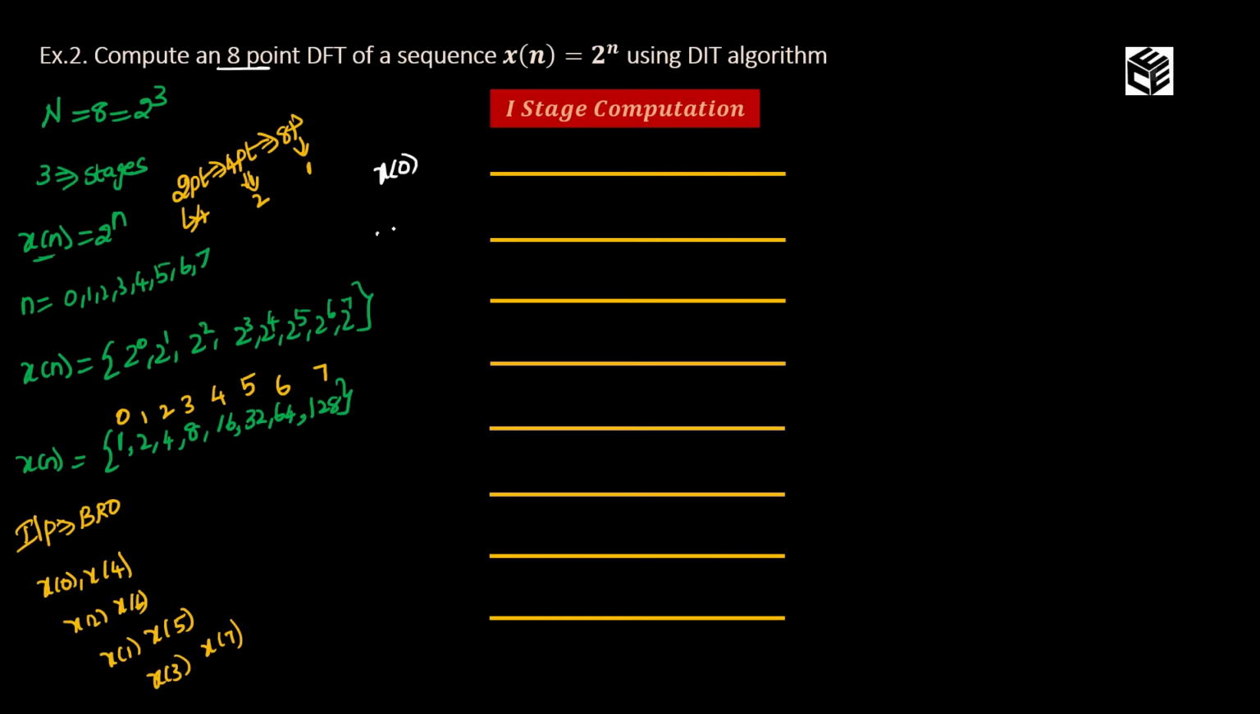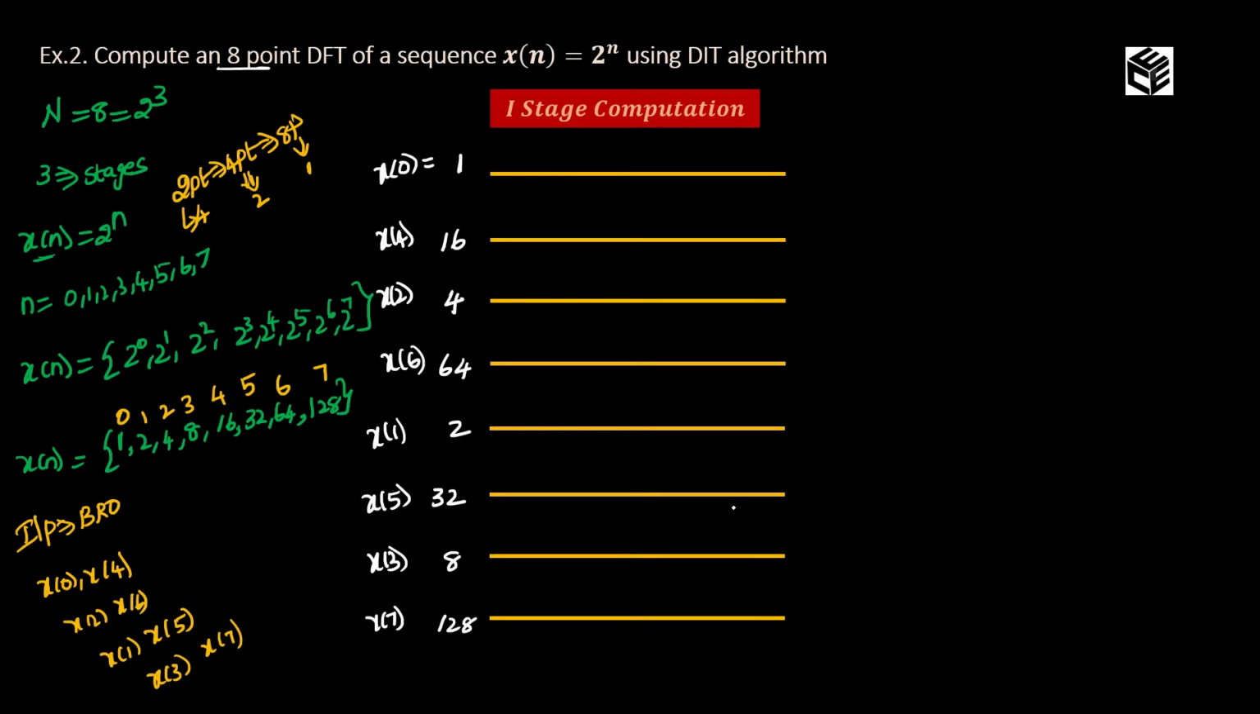X of 0, X of 4, X of 2, X of 6, X of 1, X of 5, X of 3 and X of 7. So the values will be X of 0 the value is 1 and X of 4 the value is 16, X of 2 the value is 4, X of 6 the value is 64, X of 1 the value is 2 and X of 5 the value is 32, X of 3 the value is 8, X of 7 the value is 128.